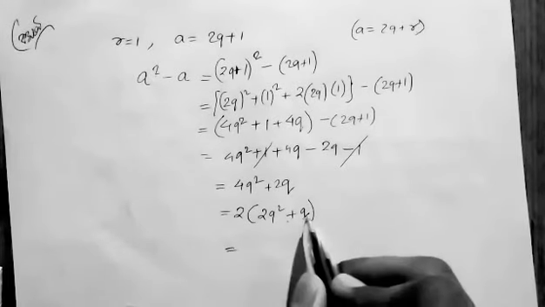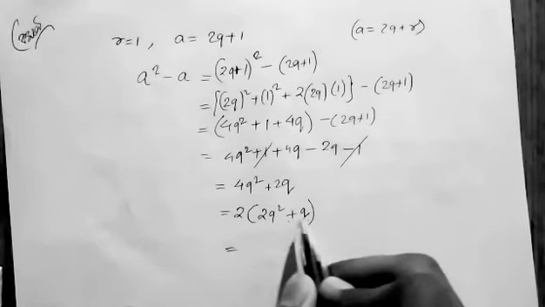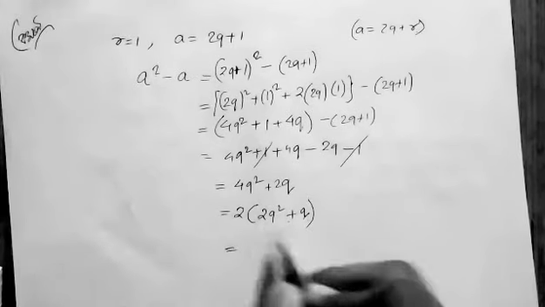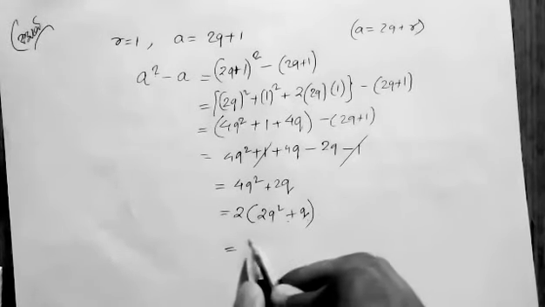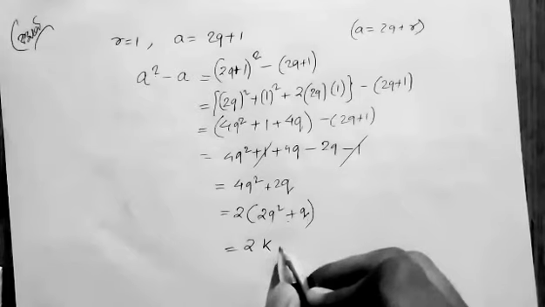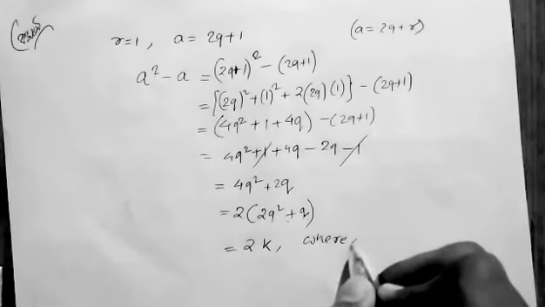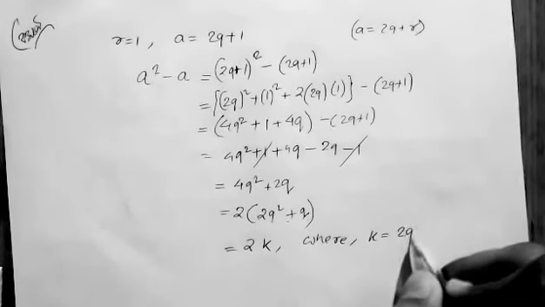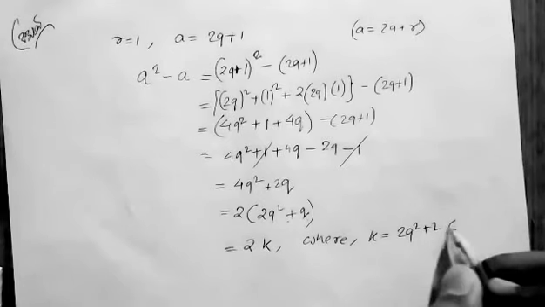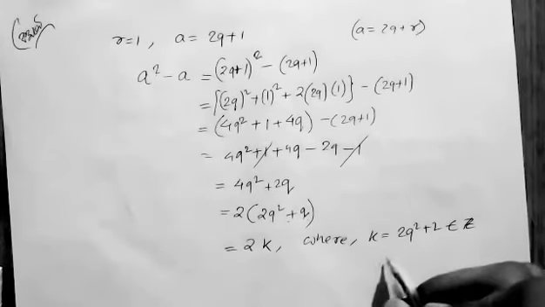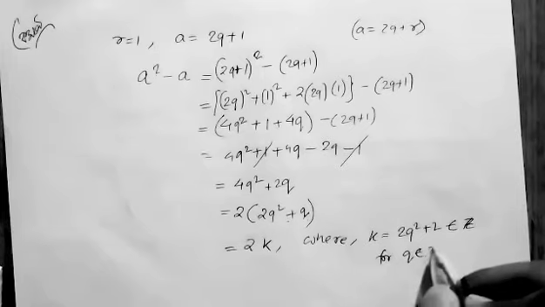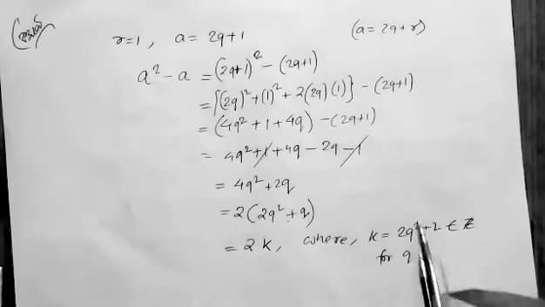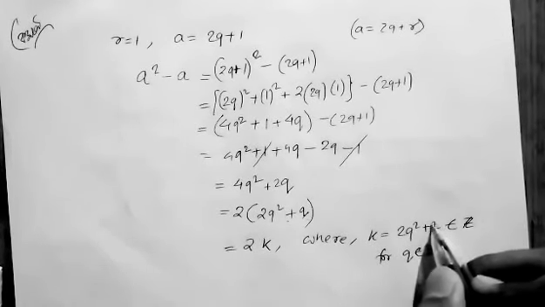As we now know that q is an integer, 2 is an integer, and q square will also be an integer, the whole sum will also be an integer. So you can replace this term by k, where k is equal to 2q square plus q, which belongs to the integers. For q to be an integer, this term will also be an integer, okay?